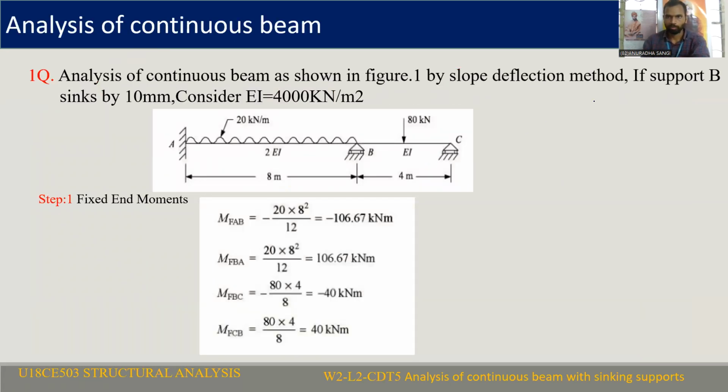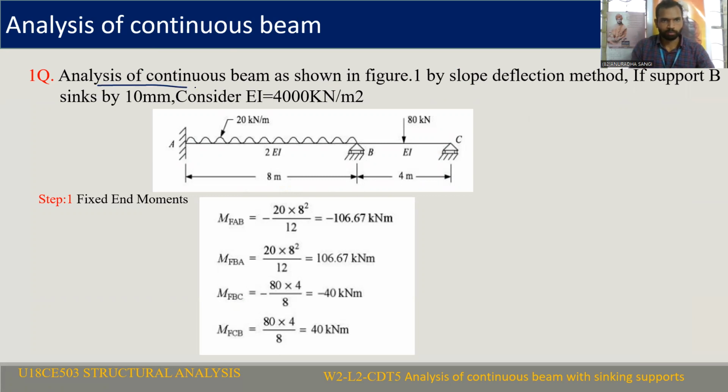We will see one problem related to this sinking of support. If one of the supports of a continuous beam settles by delta, let's see that. The problem is: analyze the continuous beam as shown in the figure by slope deflection method, if support B sinks by 10 mm. Consider EI equal to 4000 kilonewton meter square. EI is equal to 4000 kilonewton meter square is given.